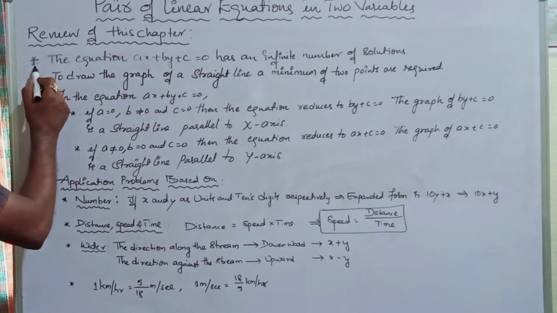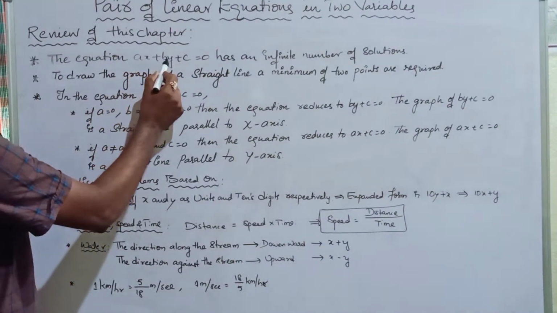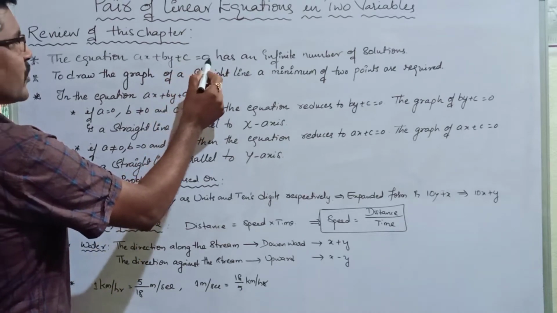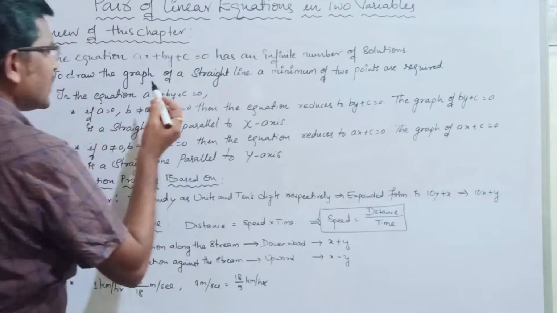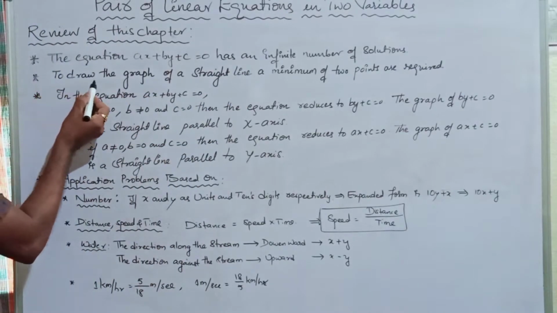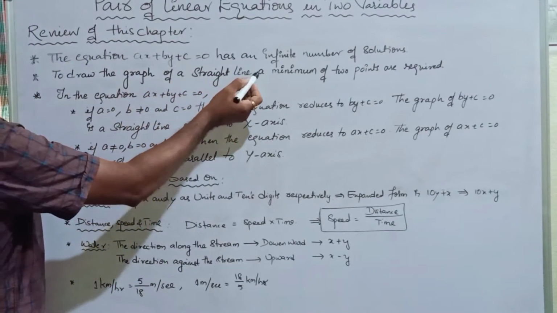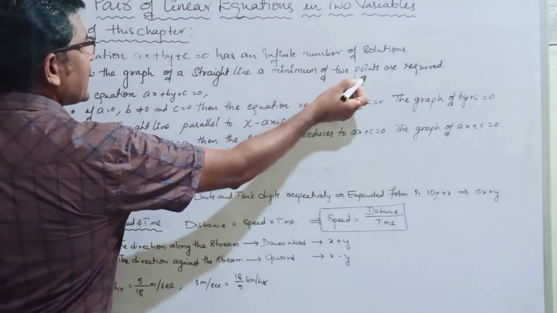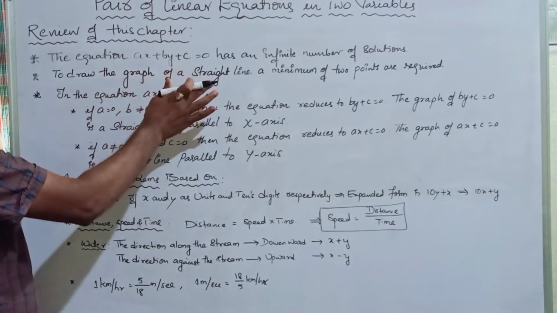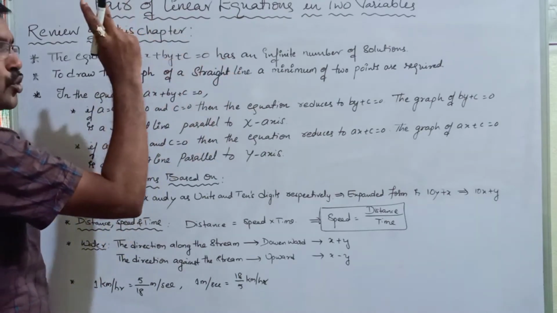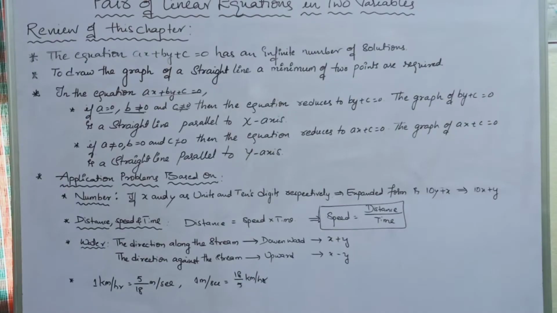Next point: the equation ax + by + c = 0 has an infinite number of solutions, and to draw the graph of a straight line a minimum of 2 points is required.